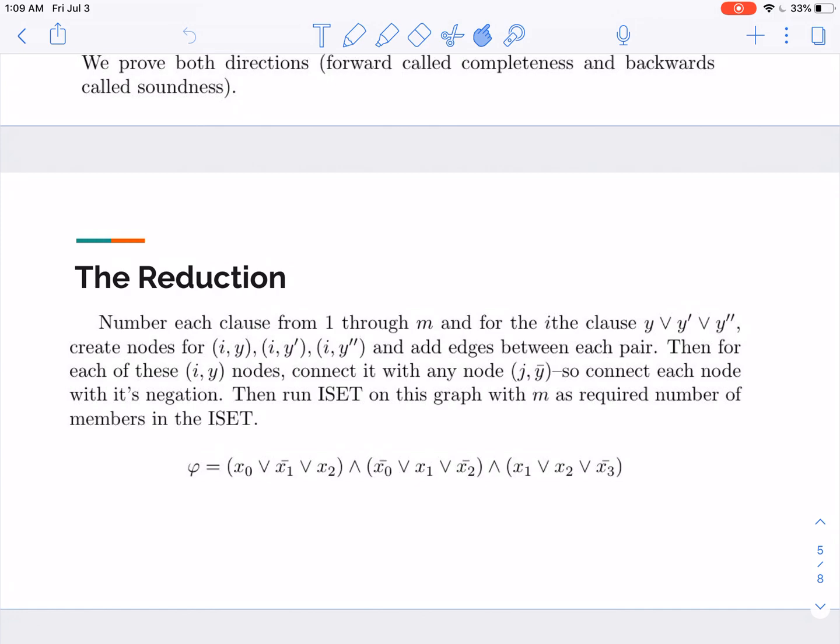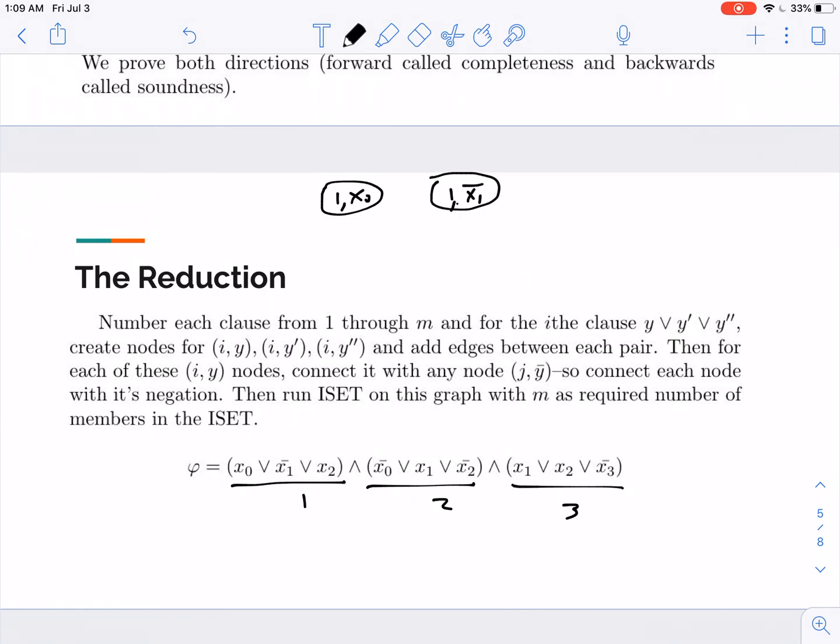So again, the first step is to give the reduction. Let's say we have some 3CNF. First we're going to number the clauses 1 through m, and I've given an example 3CNF below. This will be clause 1, this will be clause 2, this will be clause 3, and for the ith clause, we're going to create nodes where the name of each node is the number of the clause and then the literal. For example, for this first clause, I'll have one node (1, x0), then one node (1, x1 bar), and then one node (1, x2).